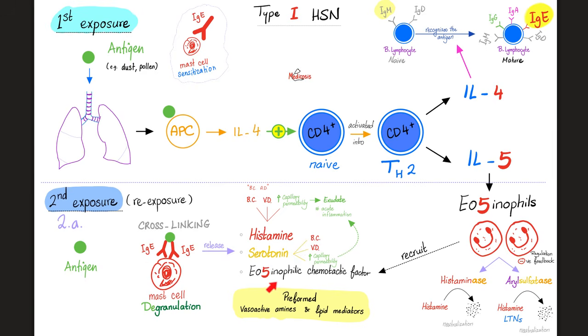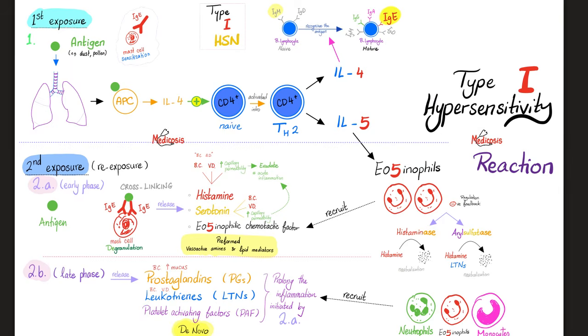Number 3 is the eosinophilic chemotactic factor, which is going to recruit the eosinophils. Now the eosinophils came to play. To do what? To secrete histaminase. Why? To clean up this mess. To metabolize histamine into degradation products. Think of this as a kind of negative feedback thing, okay? They also secrete aryl sulfatase, which also metabolizes histamine and leukotrienes. So far, you know the story of the first exposure to the antigen and the early phase of the second exposure. The story of the histamine, serotonin, and eosinophilic chemotactic factor.